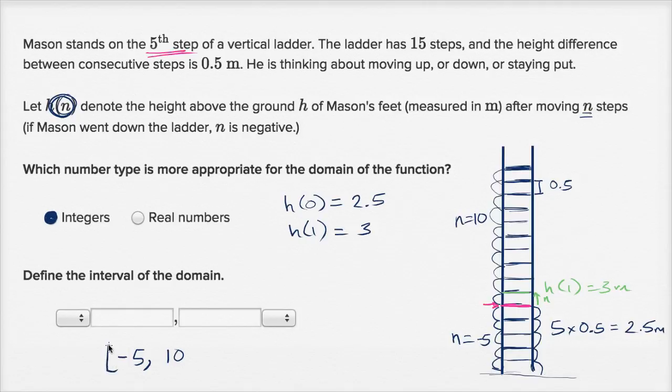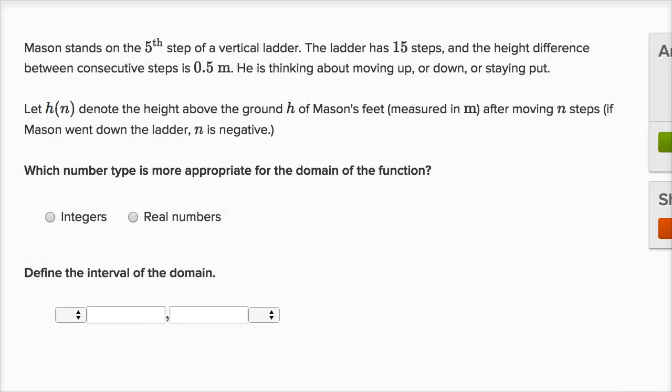So I'm going to use brackets. My domain would include -5. If it didn't include -5, I'd put a parenthesis. But I could put brackets here, and brackets there as well. Just for fun, let me input it into the actual exercise. So I'm saying integers, I can go down 5 steps, and I can go up 10 steps, and 10 is also included in my interval. Then I can check my answer, and I got it right.